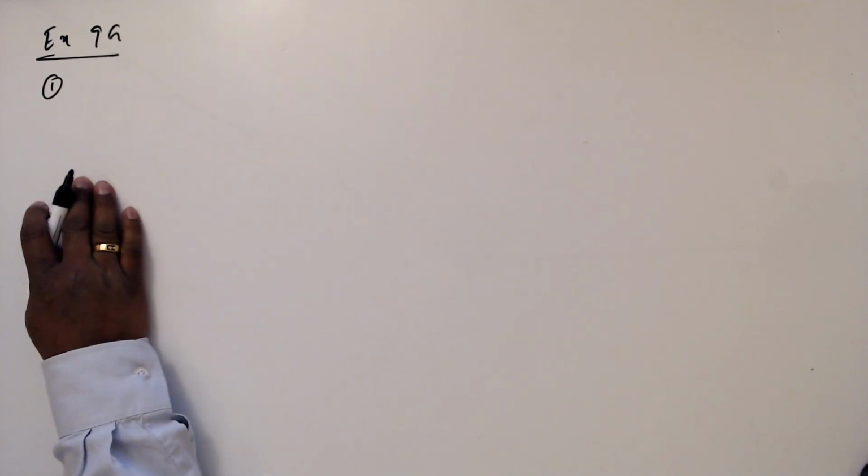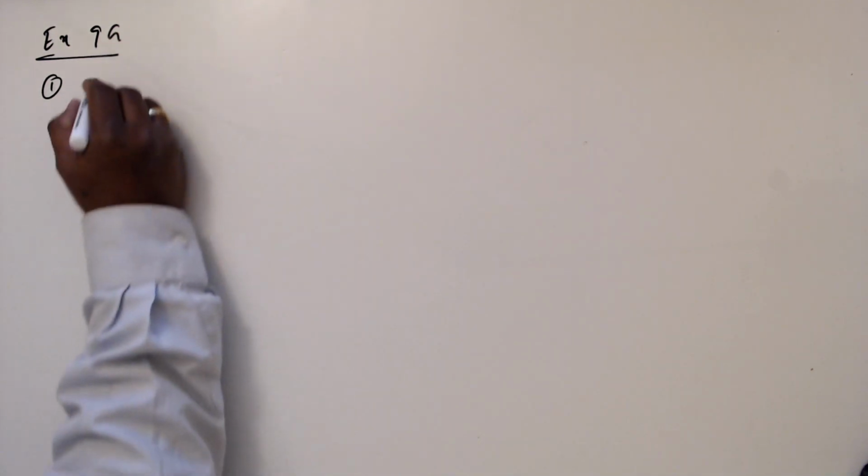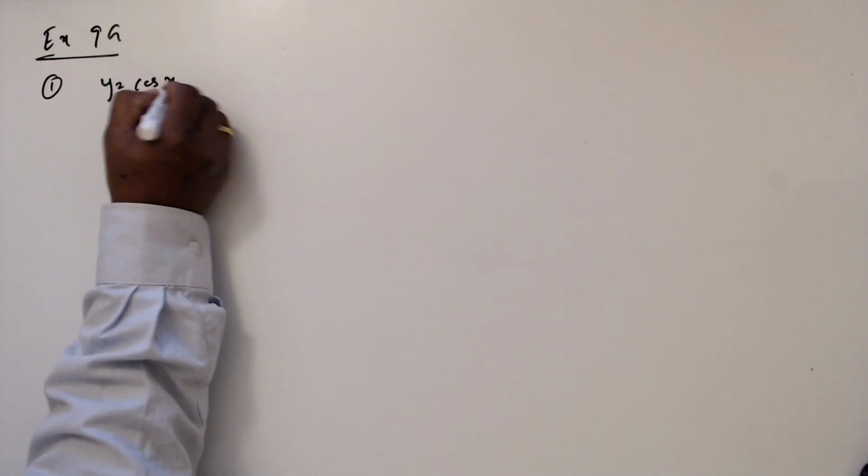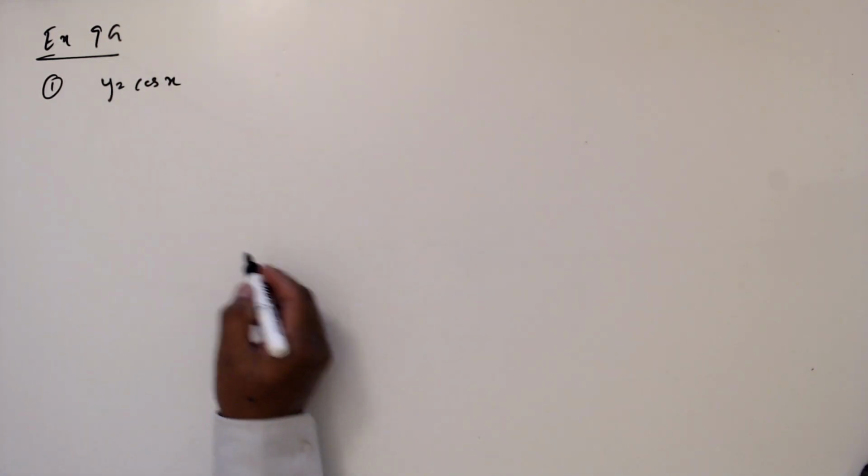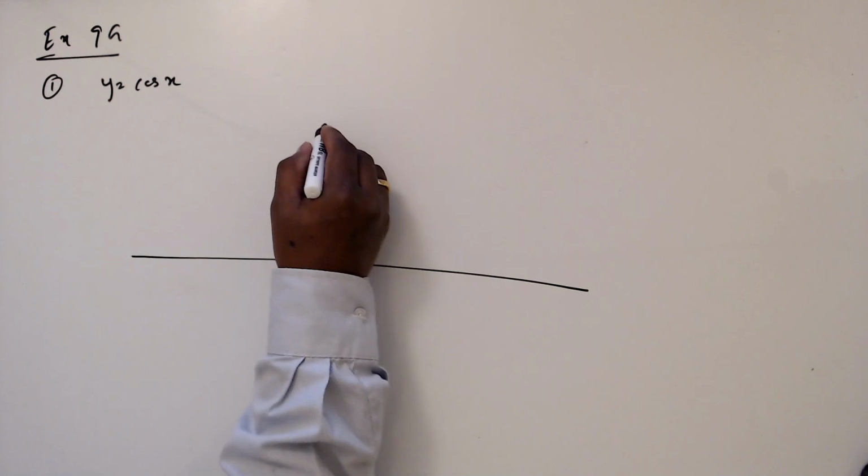Exercise 90, question number 1. We want to write the maximum and minimum value. The first is y equals cos x, and the smallest positive. So first of all, we'll draw the graph and see.